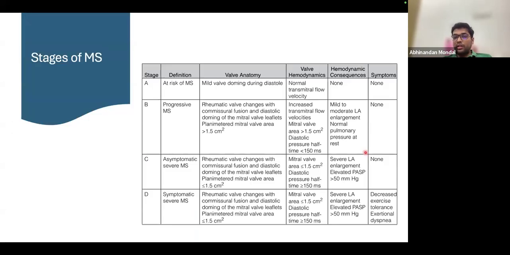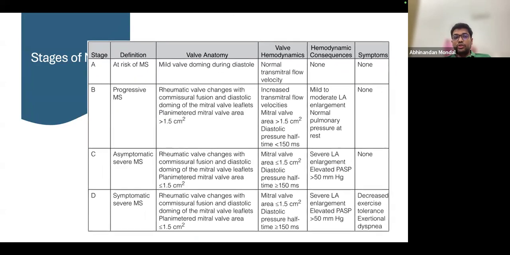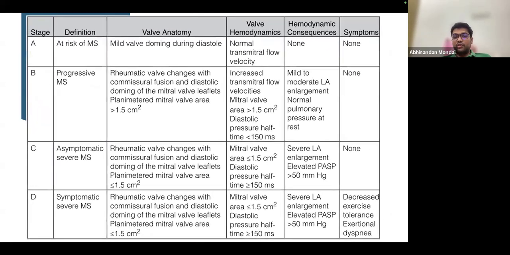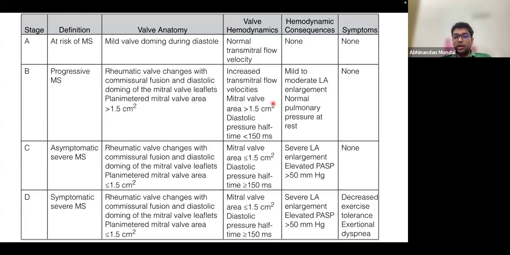So what is the current guideline for the stages of MS? If the mitral valve area is less than or equal to 1.5 centimeter square, and the diastolic pressure half time is more than or equal to 150 milliseconds, that means you are dealing with a severe MS.